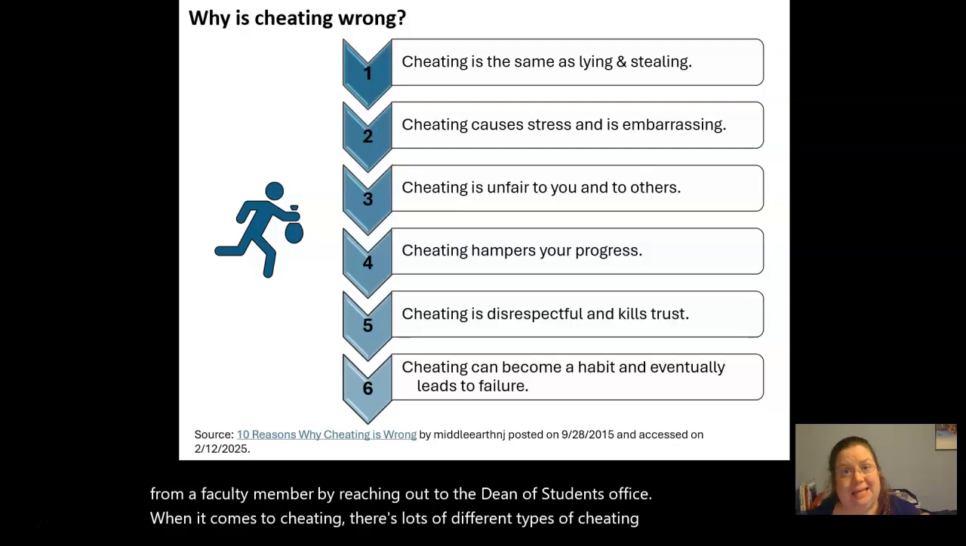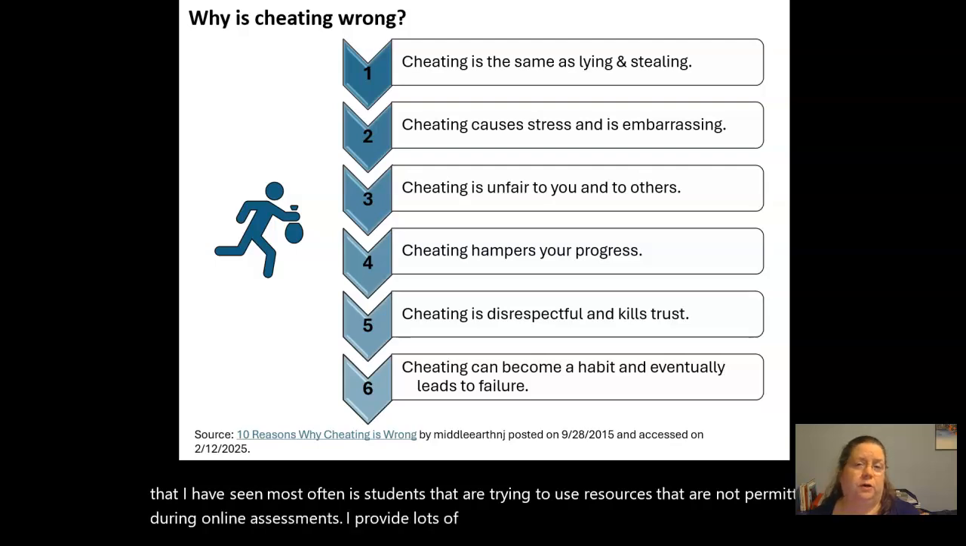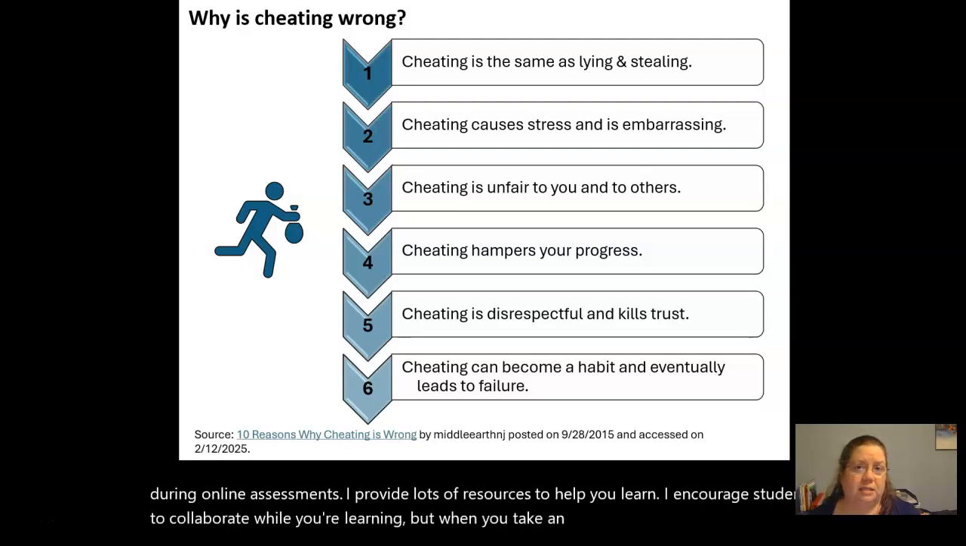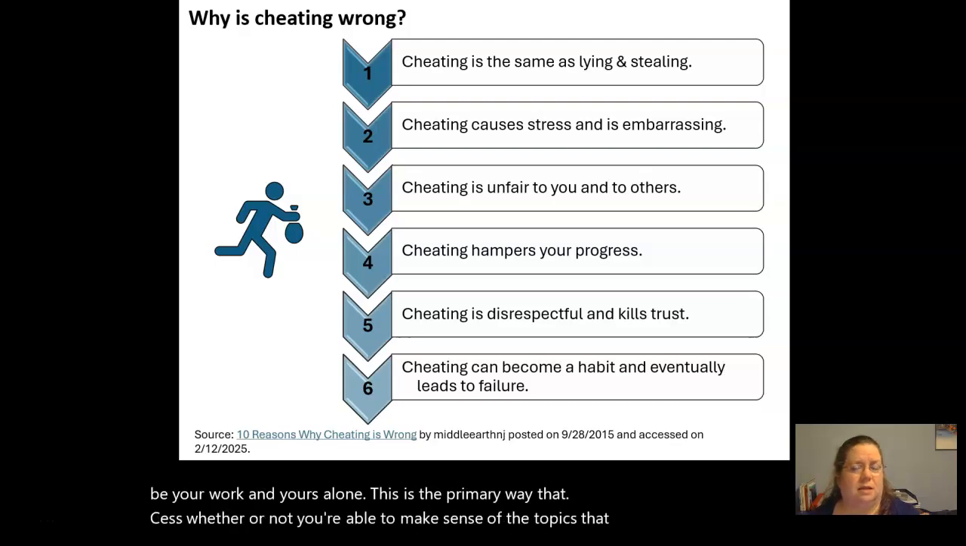When it comes to cheating, there's lots of different types of cheating. In my opinion, the one that I have seen most often is students that are trying to use resources that are not permitted during online assessments. I provide lots of resources to help you learn. I encourage students to collaborate while you're learning. But when you take an assessment from me, I expect it to be your work and yours alone. This is the primary way that I assess whether or not you're able to make sense of the topics that we discuss in this class.